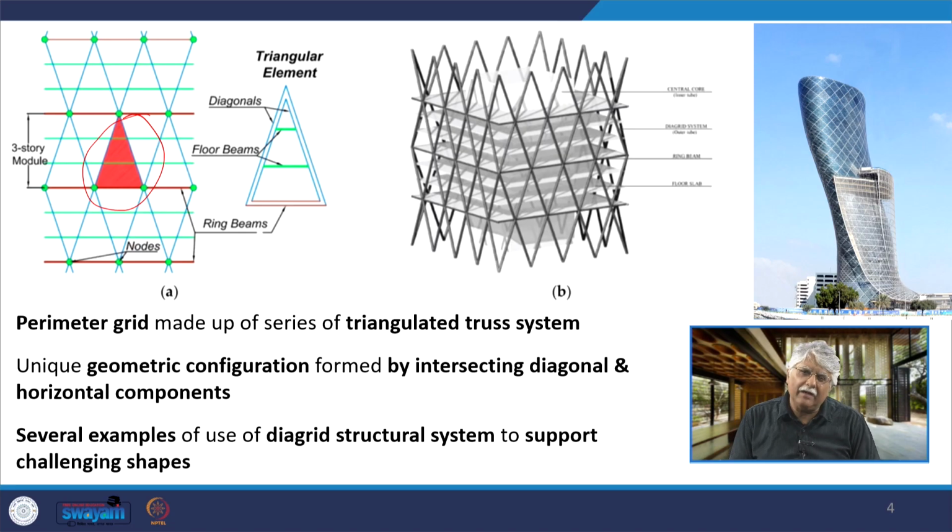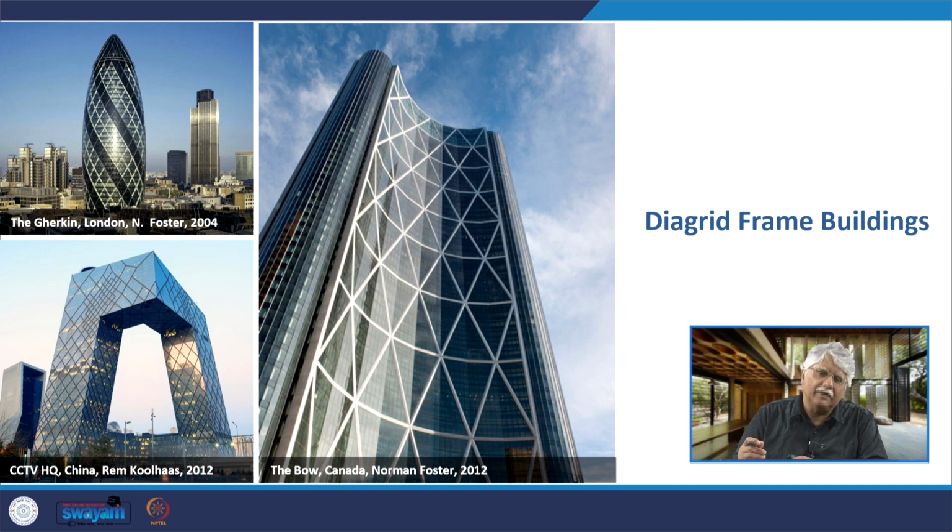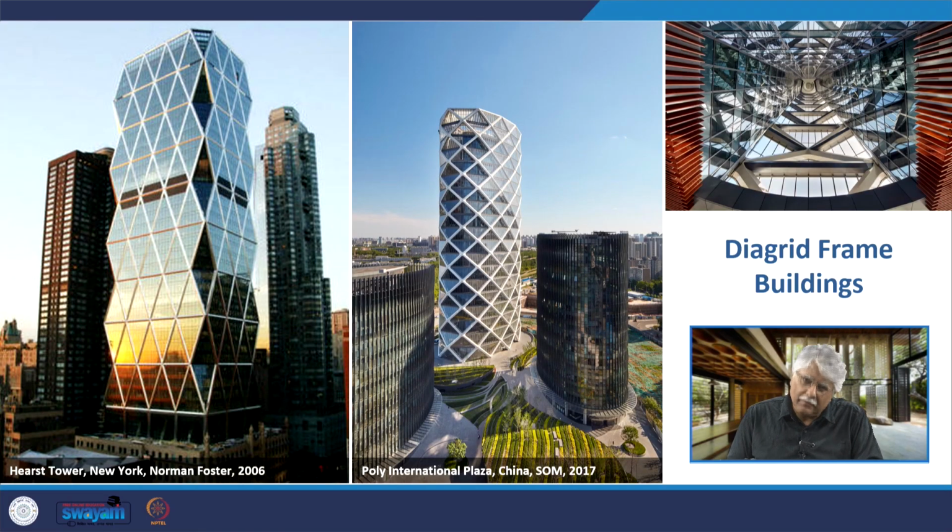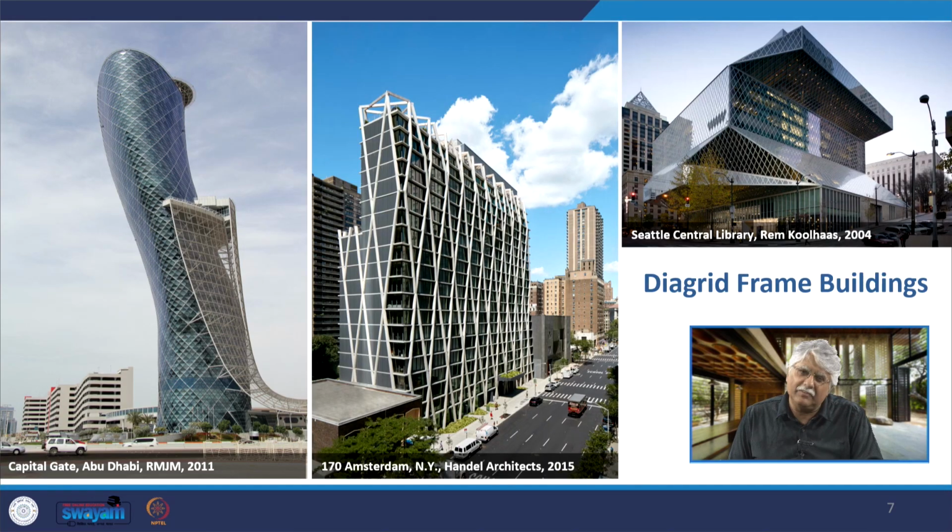Several examples of Diagrid structural systems support challenging shapes. For example, the Gherkin, the CCTV Headquarters in China by Rem Koolhaas, and the Bow in Canada by Norman Foster in 2012 are all examples of Diagrid frames. Then the Hearst Tower and Poly International Plaza in China by Skidmore, Owings and Merrill in 2017 are examples of Diagrid frames. The Capitol Gate building in Abu Dhabi is a Diagrid frame. The 170 Amsterdam building is also a Diagrid frame, and so is the Seattle Central Library by Rem Koolhaas in 2004.